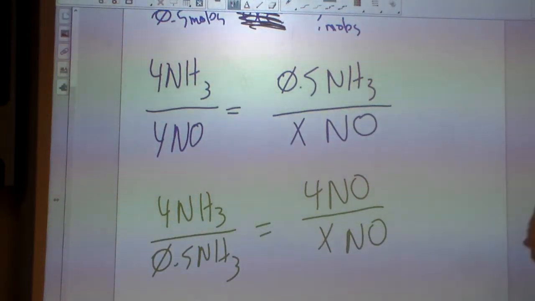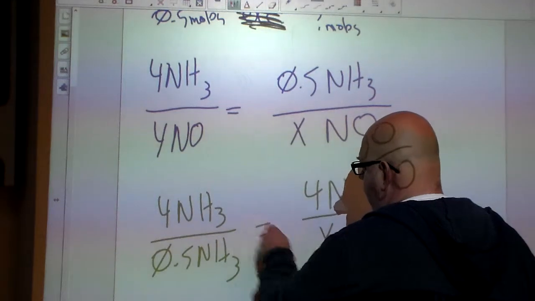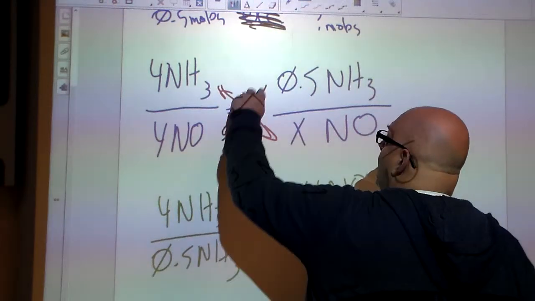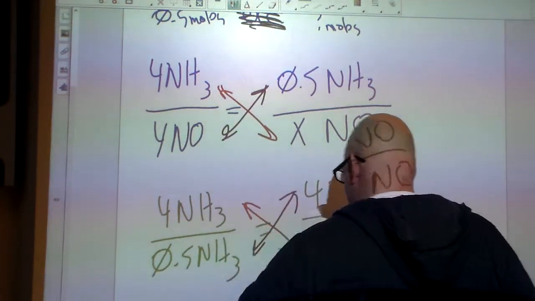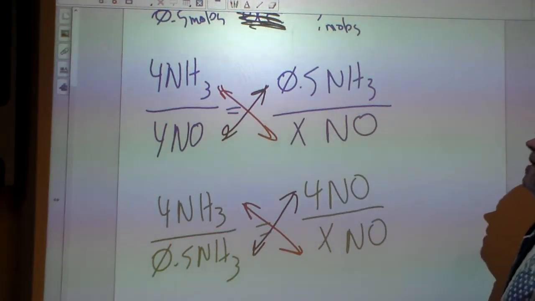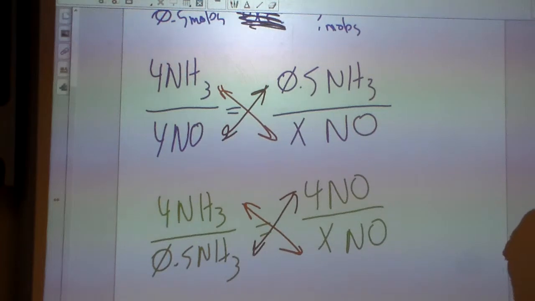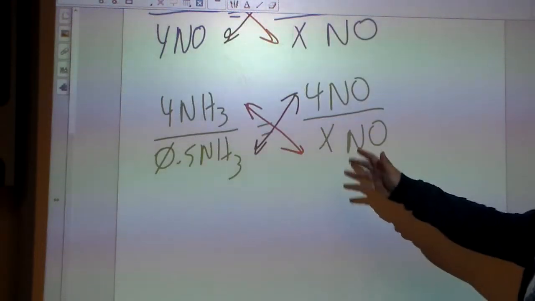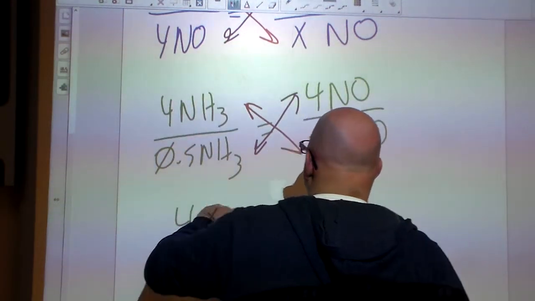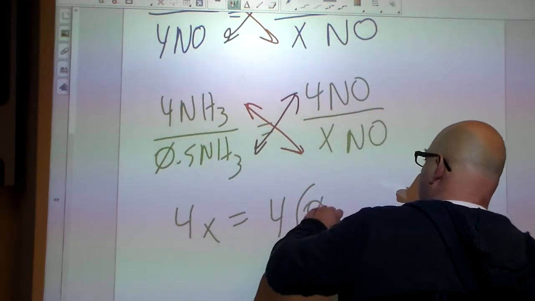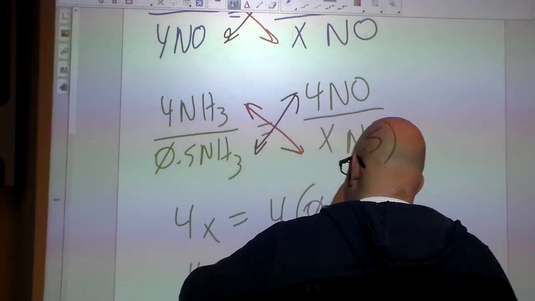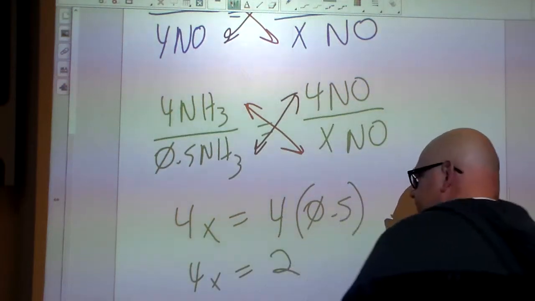Okay? And one more time, you can go ahead, cross multiply and divide. The exact same thing. Wow. Okay? So again, it doesn't matter which one I take, so I'm going to go ahead. So 4 times x, 4x is equal to 4 times 0.5. Or 4x is equal to 2.